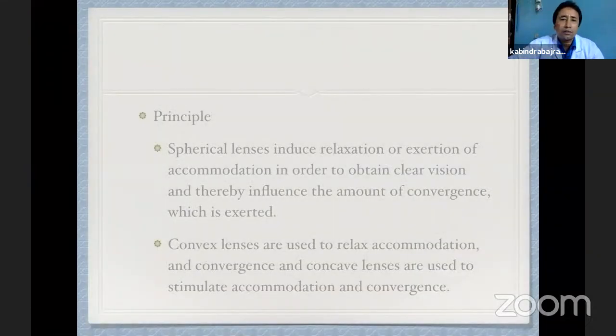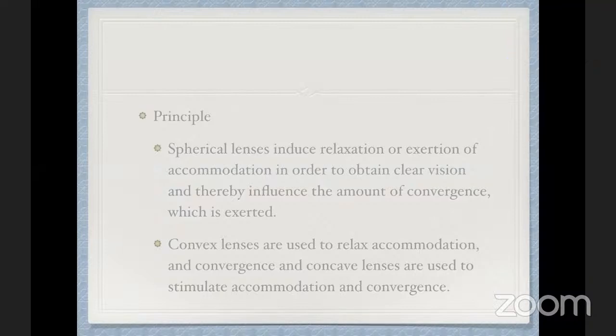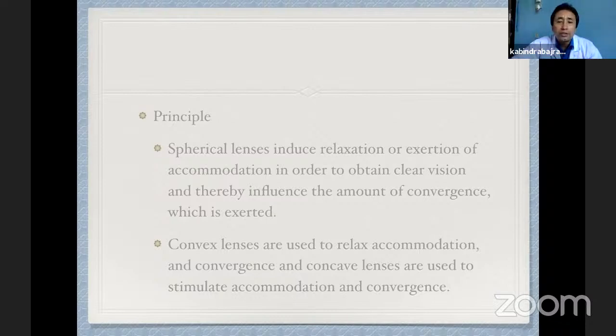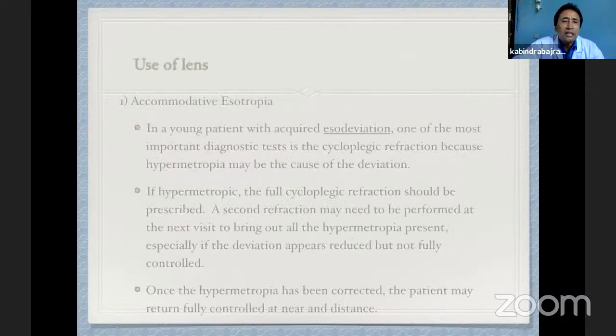So we're talking about lenses. The principle of lens is that it causes either relaxation by convex lens or exertion by concave lens. By making changes in accommodation, convergence is also changed. So this is the principle for use of lens. And lens use in accommodative esotropia is one of the most important in young patients. We should do cycloplegic refraction and should prescribe the full hypermetropic correction for the patient. Sometimes a second cycloplegic refraction is needed to get all of the hypermetropic component. And once the hypermetropia has been corrected, the patient may return fully controlled at near and distance.